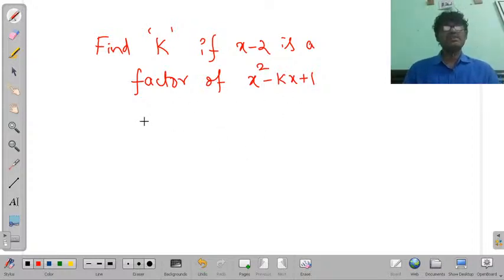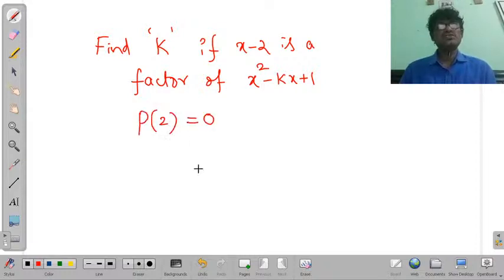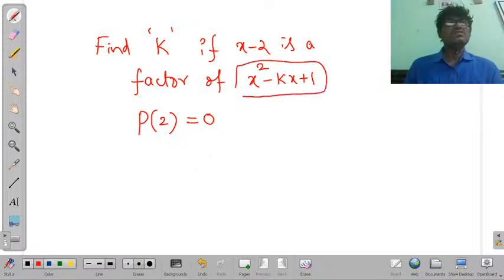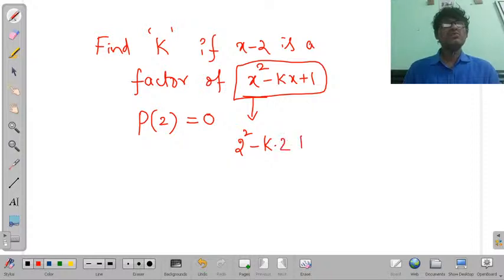Let me do this one. Here in this case, P of 2 must be equal to 0, right? This is P of x, you plug in x equal to 2. What will you get? 2 square minus k into 2 plus 1, which is equal to 0. 2 square is 4 minus 2k plus 1, which is equal to 0.